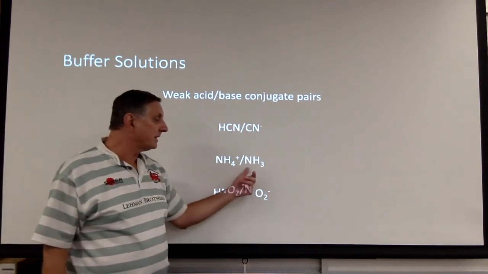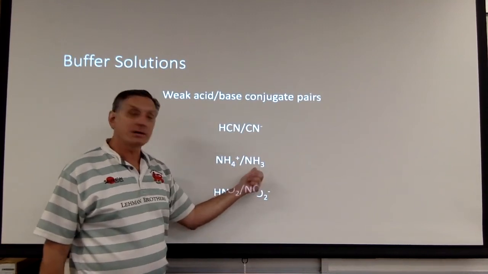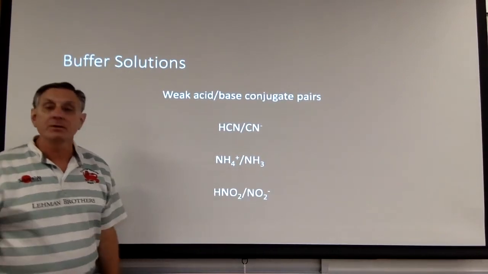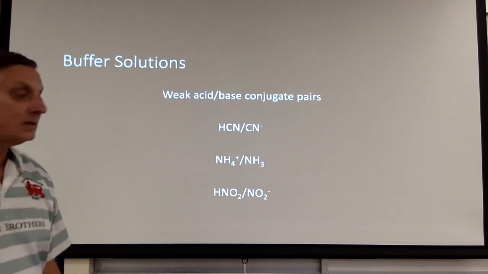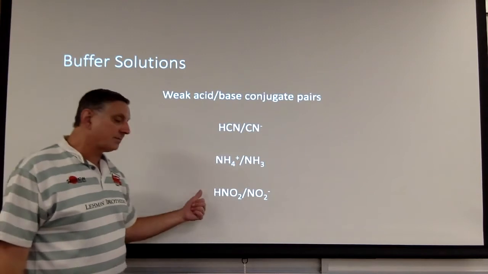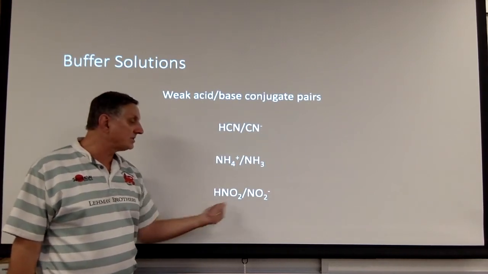NH4 plus, NH3, ammonium ion and ammonia. We have a weak acid, weak base conjugate pair. Remember that a conjugate pair differs by one H plus. Would these two give us a buffer solution, if we have both of these in solution together?